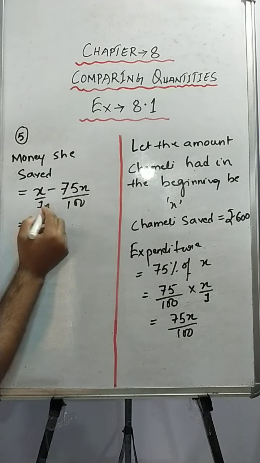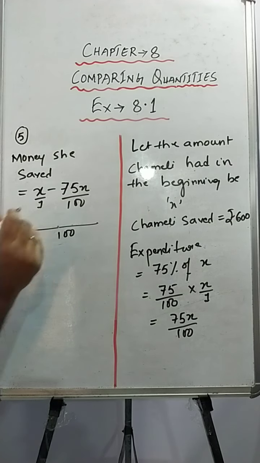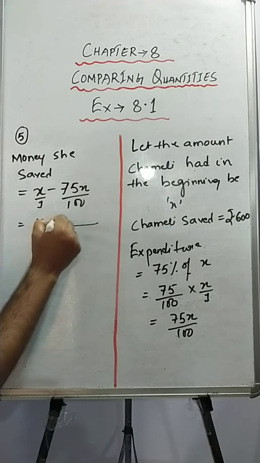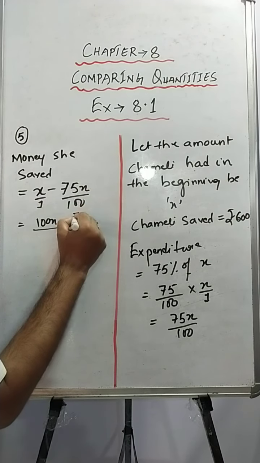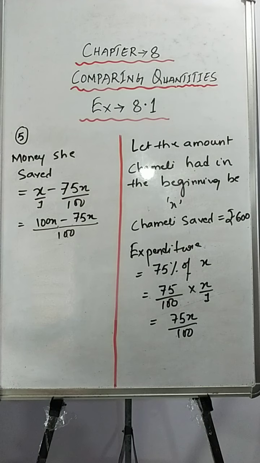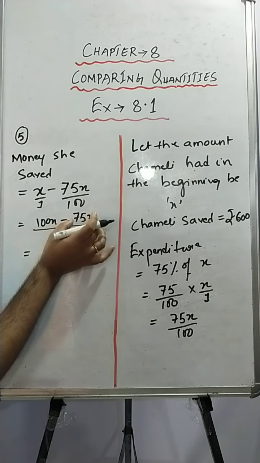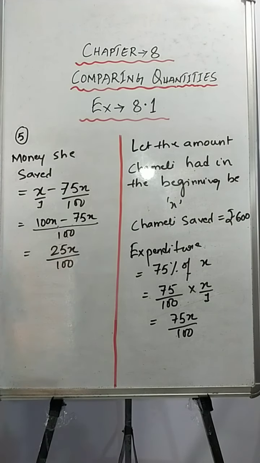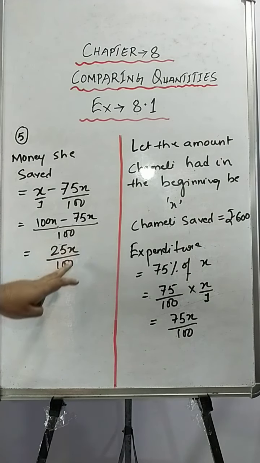Now how to solve this? What is the LCM of 1 and 100? It is 100, isn't it? Now if you divide 100 by 1, you will get 100. Now 100 into X is 100x. 100 divided by 100 is 1. 1 into 75x is 75x. Okay? Now you have to find the difference between these two numbers, that is 100x minus 75x. That would be 25x by 100. Okay students, so money she saved is equal to 25x by 100.